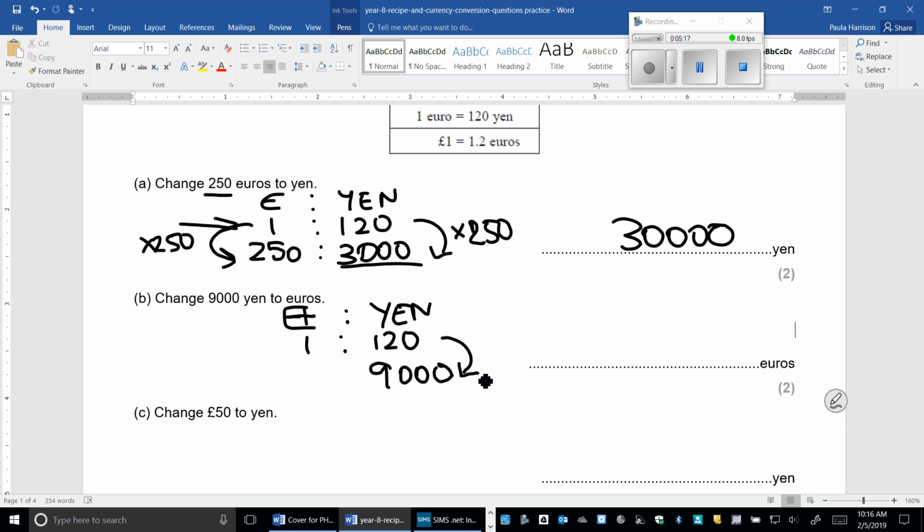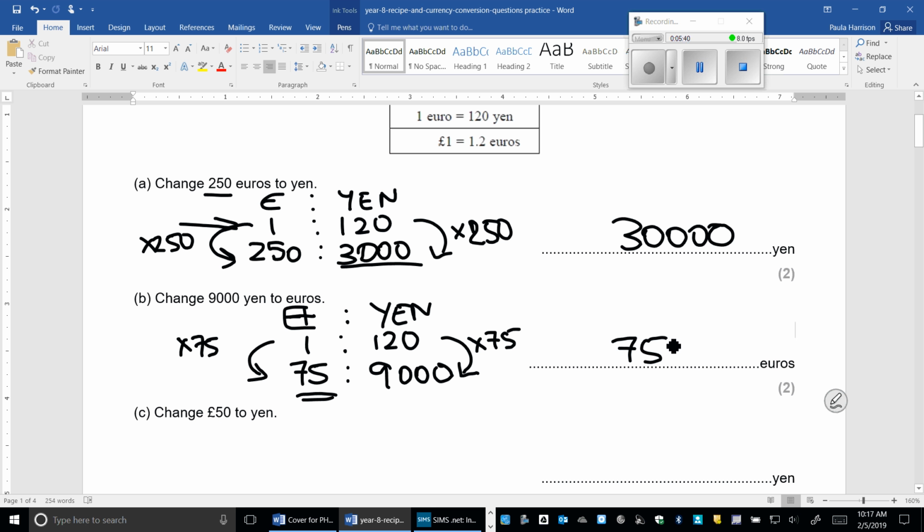And what's that? By 75. So that means that I have multiplied that by 75. Yes? So what's the rule? What you do to one side, you must do to the other. So I'm going to multiply this by 75. So our answer is 75 euros.